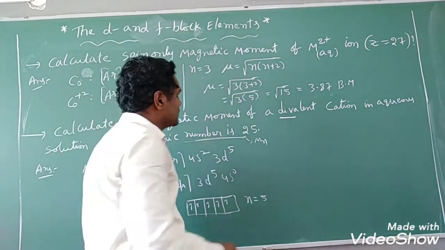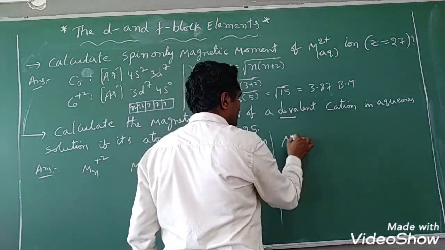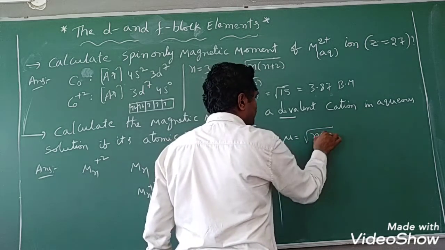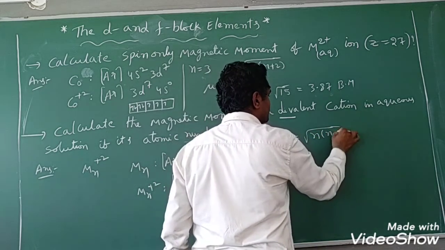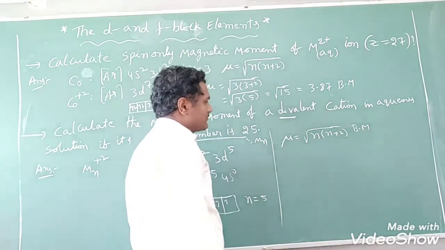That value we can substitute in the magnetic moment formula. What is the magnetic moment formula? Mu is equal to square root of n into n plus 2, in Bohr magneton. This is the formula, the spin-only magnetic moment formula, right?